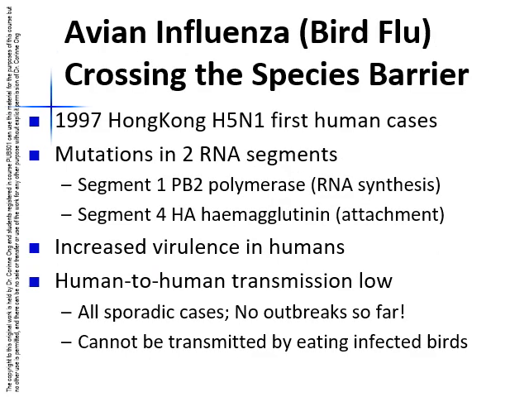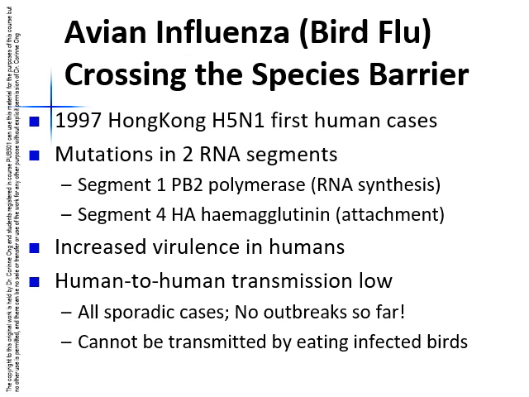The first known human cases of avian flu were reported in Hong Kong in 1997. The virus had the H5N1 subtype. There were 18 cases, 6 of which were fatal. The virus has mutations in 2 RNA segments in the genes for the PB2 polymerase and hemagglutinin, which resulted in increased virulence in humans. Human-to-human transmission of avian flu is low.